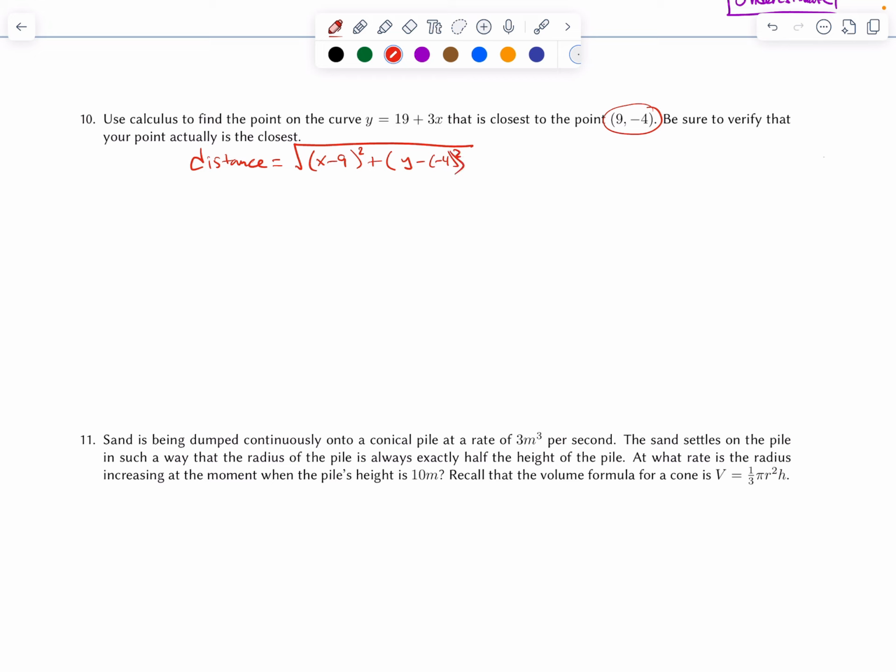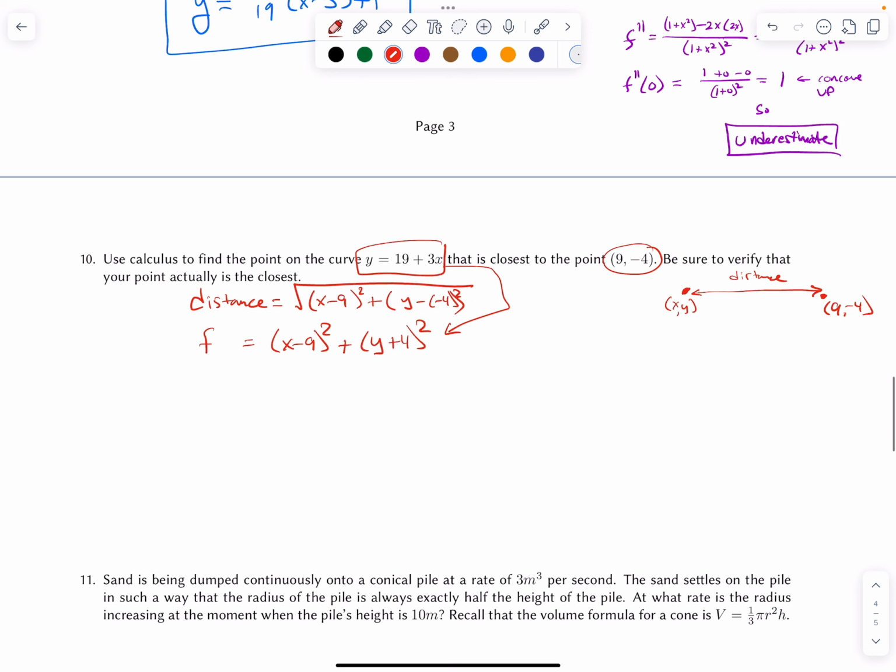And so the idea is that we have this point, (9, negative 4), and then we have this line, but this is just a generic point on the line. And we're doing the distance between them. Anyway, instead of dealing with that radical, it turns out that if the distance is minimized, so will this if we square the distance. And then we can replace the y with that.